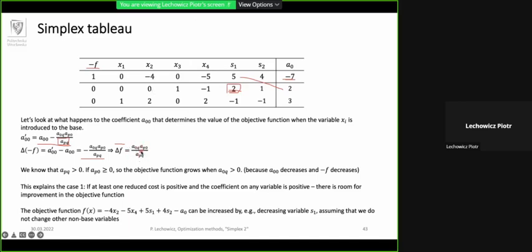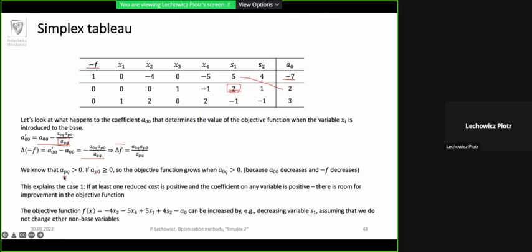So a0q multiplied by ap0 divided by apq. Divided by this. So if we introduce this variable, we know that the objective function will increase by 5 multiplied by 2, so it's 10 divided by 2, which is equal to 5.